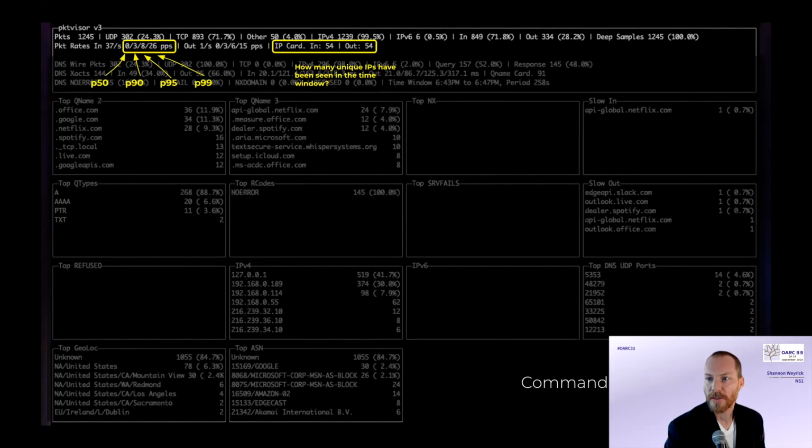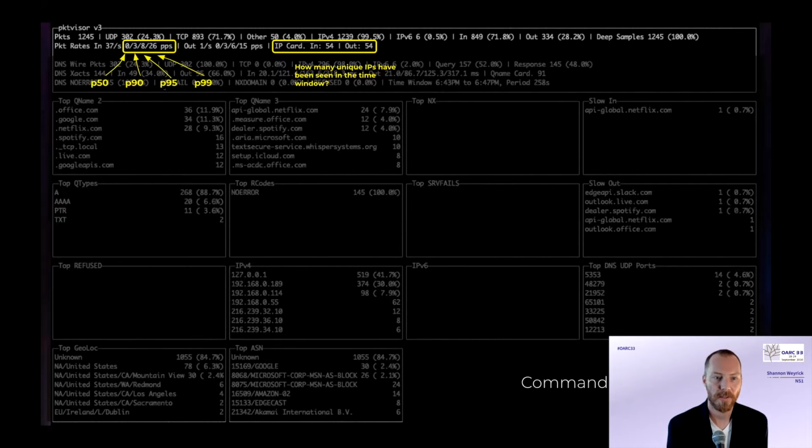And at the top right, we see deep samples, and that's the sampling functionality I talked about, where you can select how many times it's fully deeply inspecting the packet and filling all of the data sketches out. And that can be a lower percentage. And then we have packet rates. Here we see a packet rate of 37 per second. The 37 per second is an instantaneous rate.